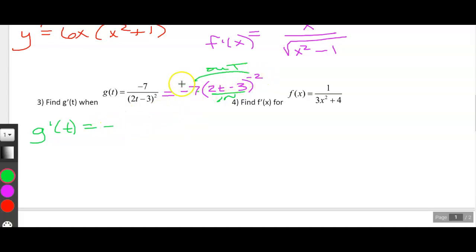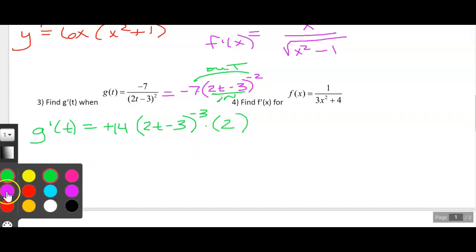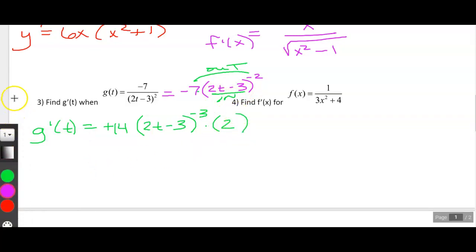And we're going to start with that power rule. So we get -2 times -7 is +14. The inside stays the same. Subtract 1. Then we multiply by the derivative of the inside only, which is just 2. Got it? Now we're just going to clean up what we can, which is just multiplying the 14 and 2.